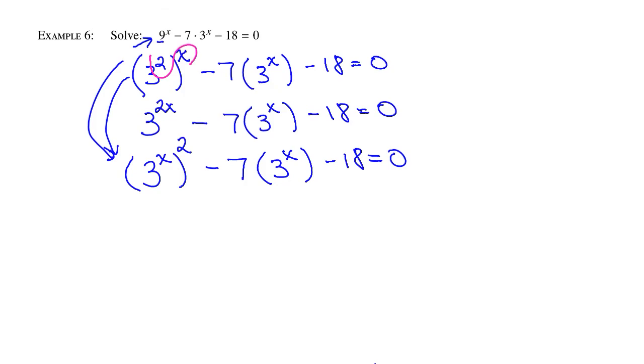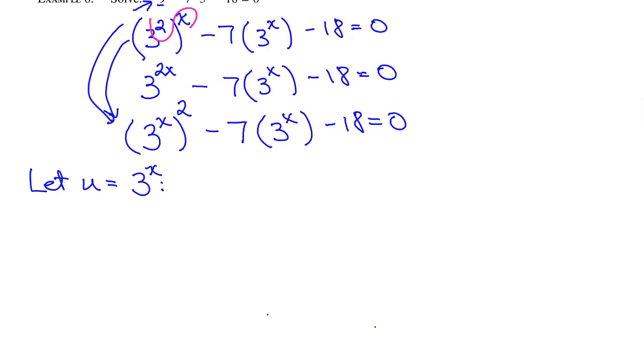But now this is what we have, and I'm going to use substitution. I'm going to let u be a new variable that represents 3 to the x, and I'm going to substitute into this last equation. So this is going to be u squared minus 7u minus 18 equals 0. Now we have a quadratic. Factor the quadratic.